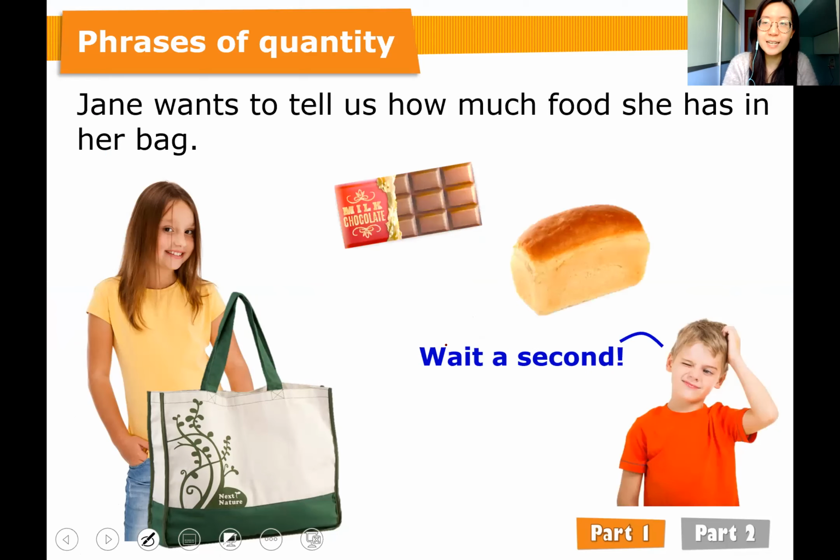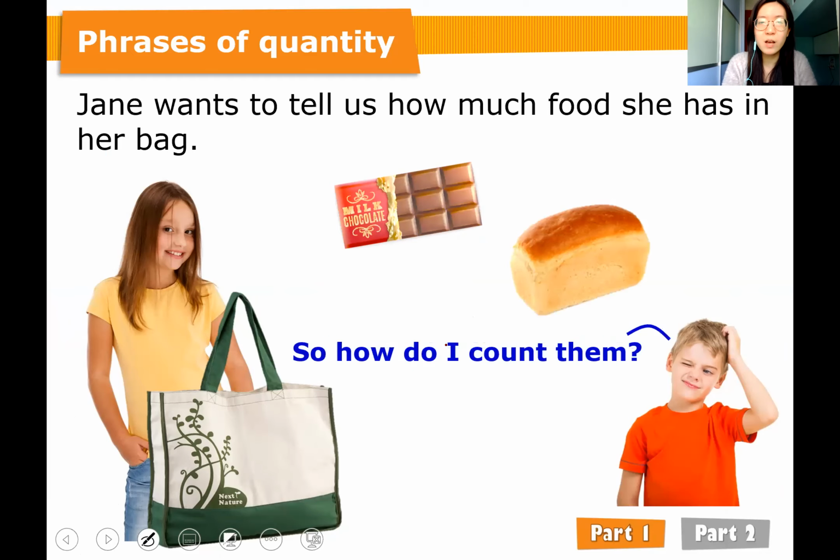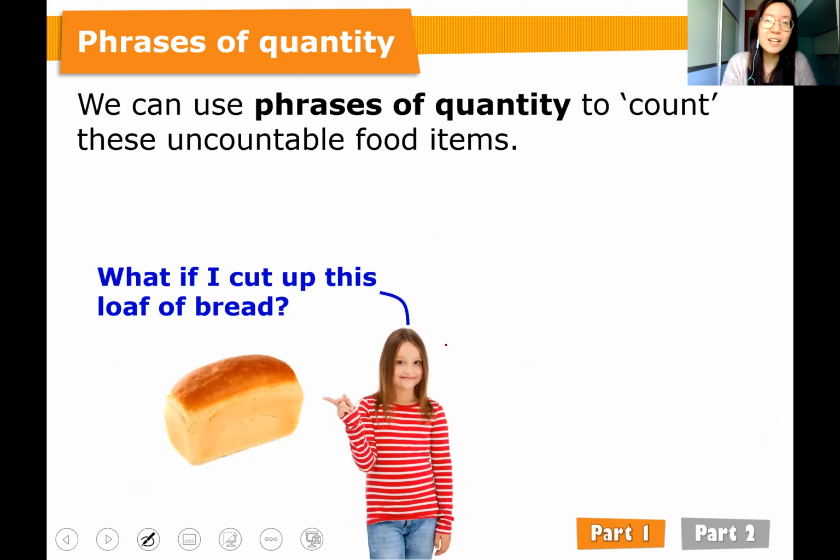Okay, how about this? She got some chocolate and some bread. So wait a minute. These are uncountable nouns. How can we count? Can we say 1 chocolate or 1 bread? No, sorry, we can't say it like this. So how can we count them? How can we say them? Well, actually, we can use phrases of quantity to count these uncountable food items.